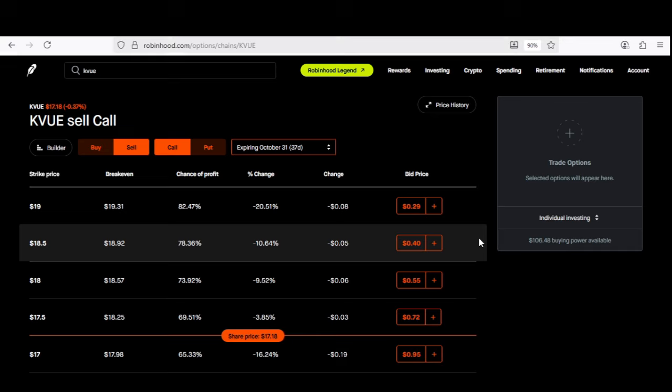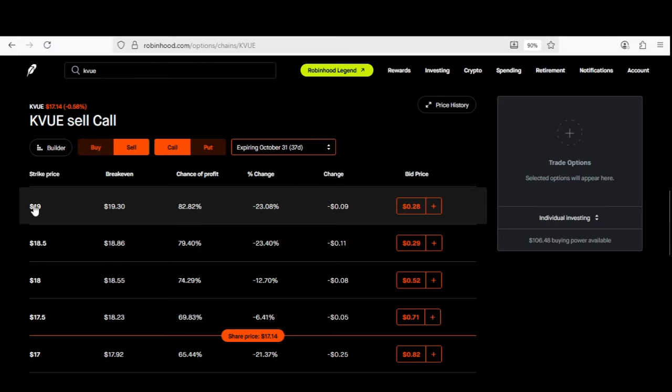Now, this covered call option strategy, we're going to be doing it using our LEAPS option as collateral. That creates a new option strategy known as the PMCC, or the poor man's covered call. If you need a detailed video of how to use the PMCC and how to make consistent income with it, go ahead and search the channel for PMCC. The strike price I'll be going with is the $19 strike price.